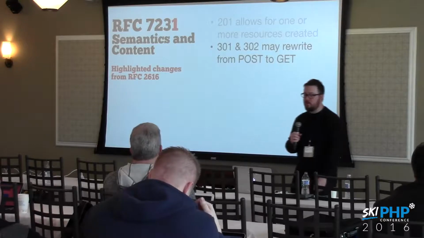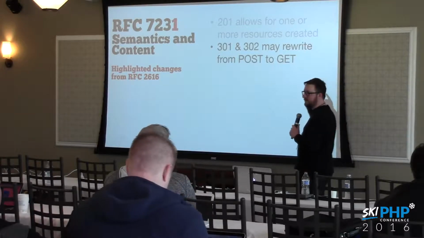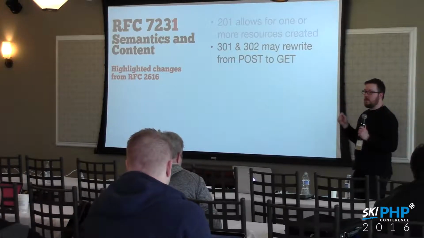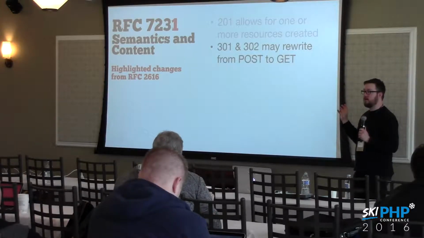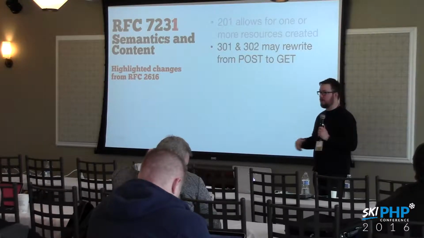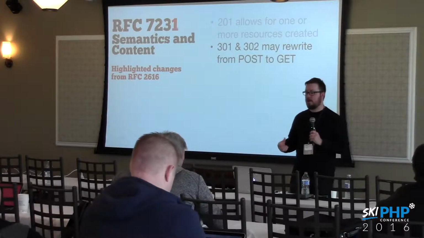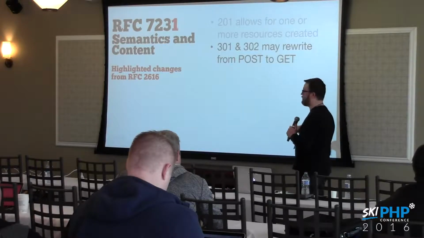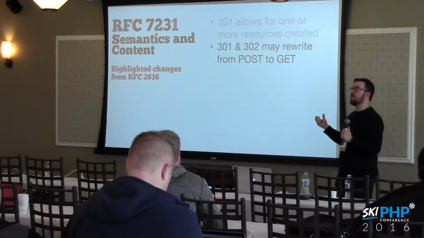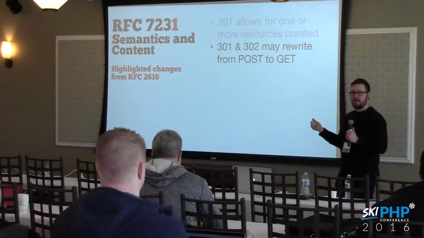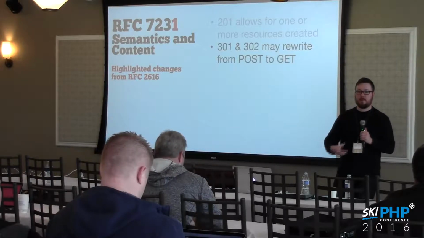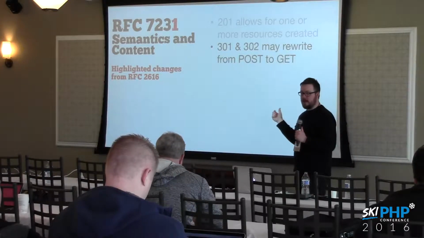301 and 302 may rewrite from POST to GET. This is important because in the original specification, these are redirection headers. 301 means moved permanently. 302 now means found, but it used to mean moved temporarily. They changed the meaning of the word to found for good reason. So you can cache that header. I'm sorry, 302 is not cacheable. It just means I found the content, here it is, and the location could change each time you make a request. So 301 is cacheable.